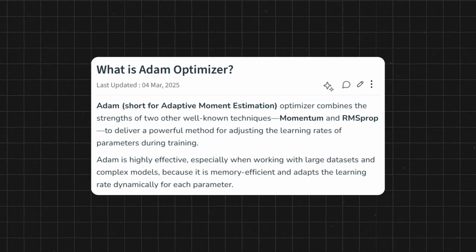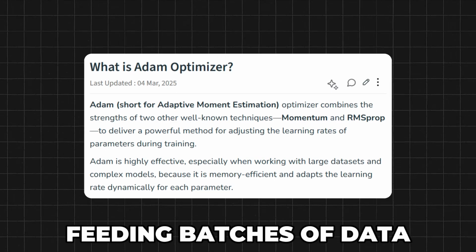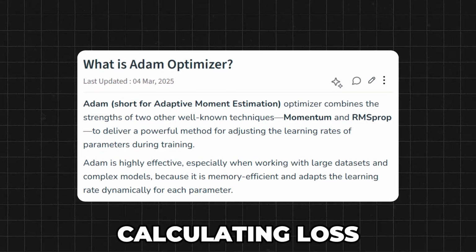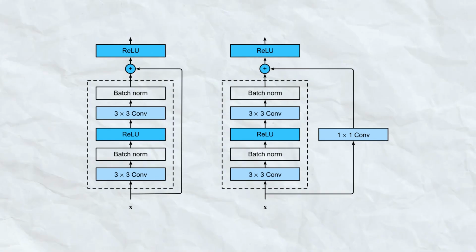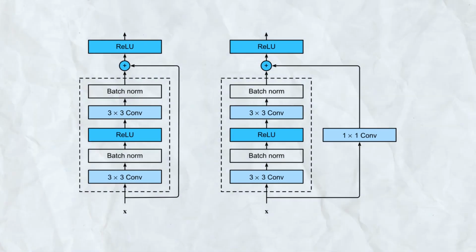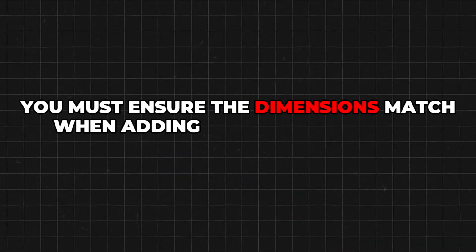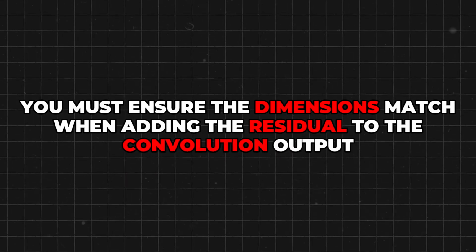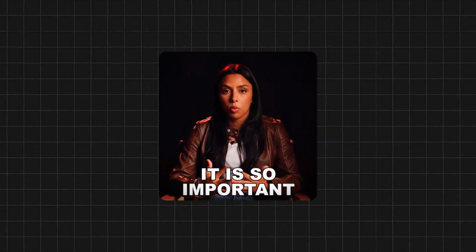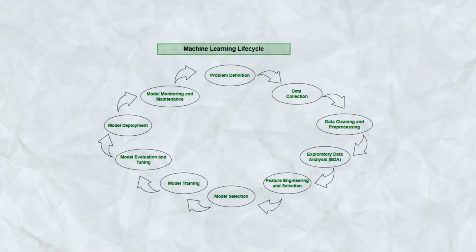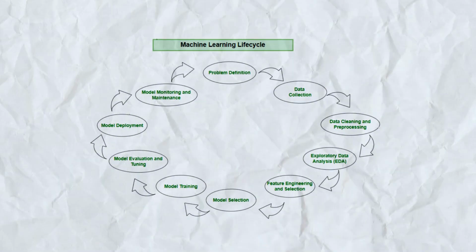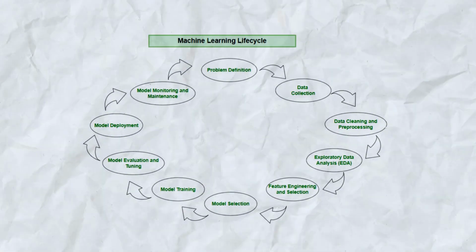For training ResNet, use the Adam optimizer. You'll iterate through epochs, feeding batches of data, calculating loss, and updating weights. The key to your ResNet's success will lie in its ability to train very deep networks effectively. A critical point: you must ensure the dimensions match when adding the residual to the convolution output. This is crucial for your model to learn effectively. These implementations you've worked through form the backbone of modern machine learning systems.